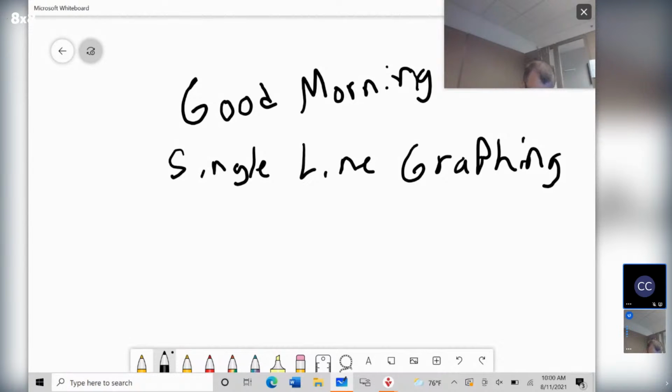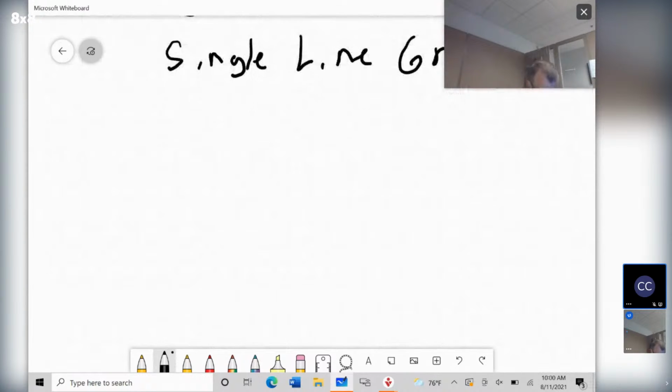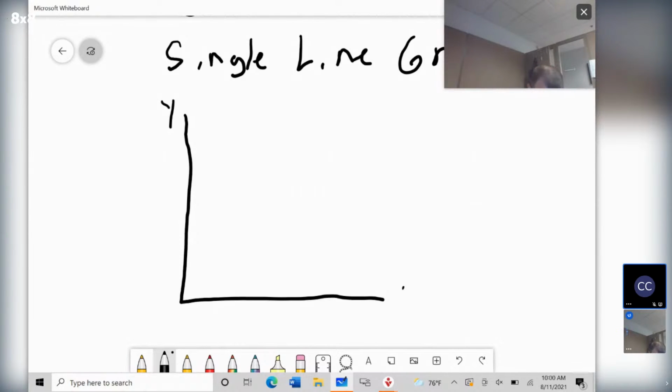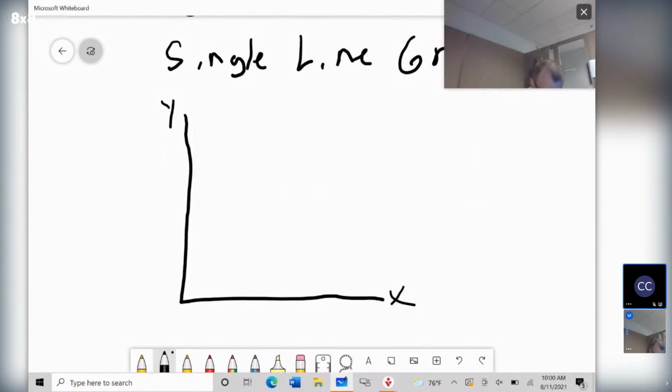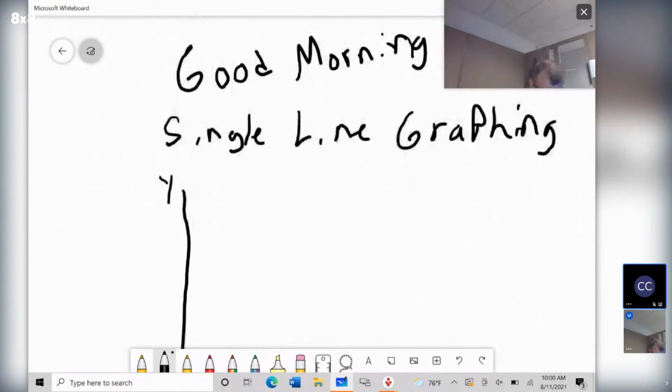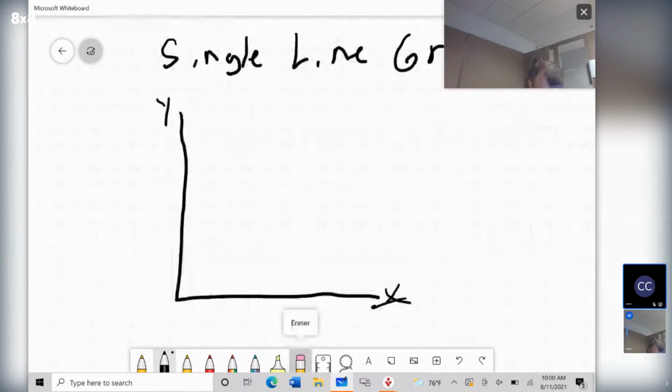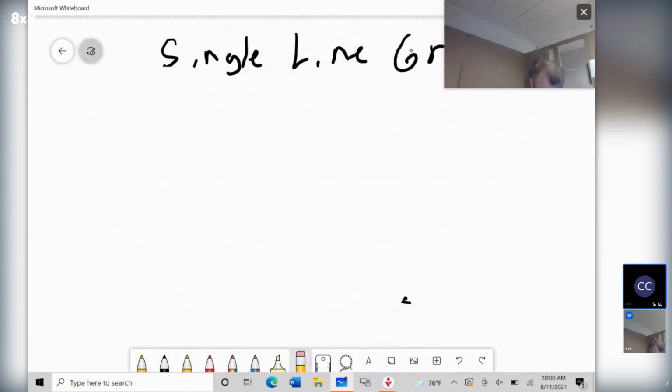Okay. So whenever you see a graph, I'm going to put one up here. There's going to be the Y, which goes up, and the X that goes across. And for this graph, it's got the title, and the title is always on the top. Let me move this down a little bit so you guys can see. So let me put the title on the top.